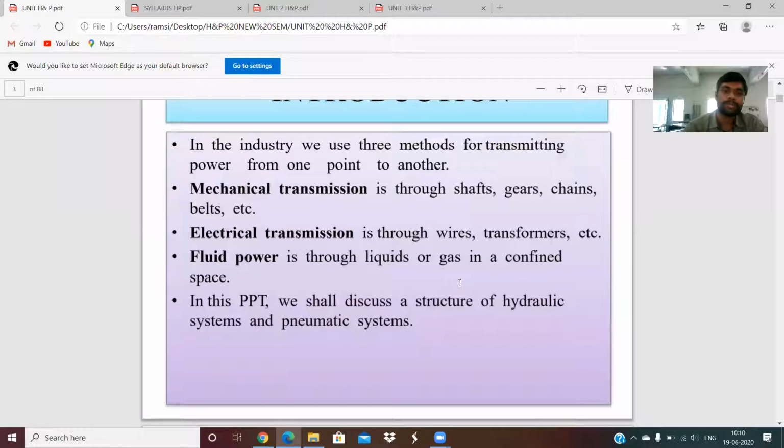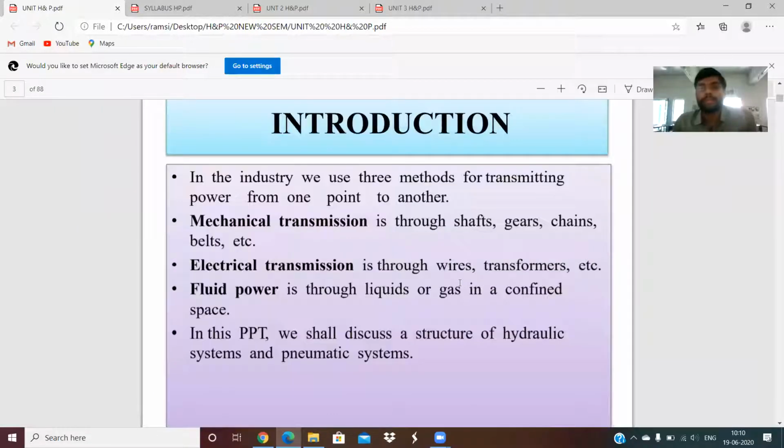Then this is the introduction of unit number 1. In industry, we use 3 methods of transmitting power from one point to another. Suppose we want to transfer power; you see this concept in our subject Theory of Machines. There is also a separate chapter named power transmission, where you see power transmission drives such as chain drive or rope drive.